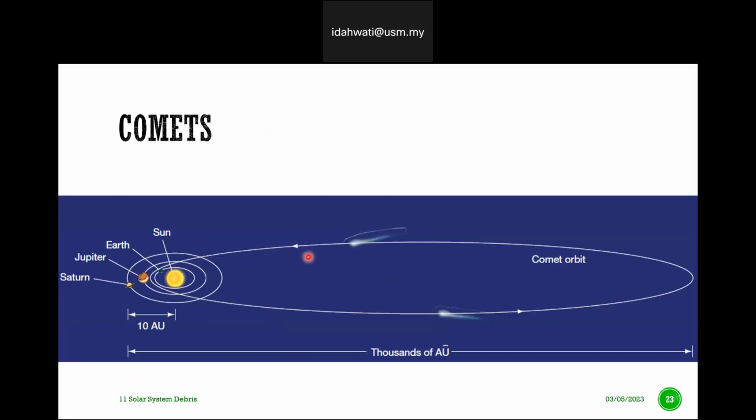Okay, we can see the tail of the comet motion here. Here is the Sun, and we are here, the Earth. So actually, the comet has a very wide motion. Okay, if you can see from this illustration here, the comet orbit is just like this. Okay, very wide motion in outer space.